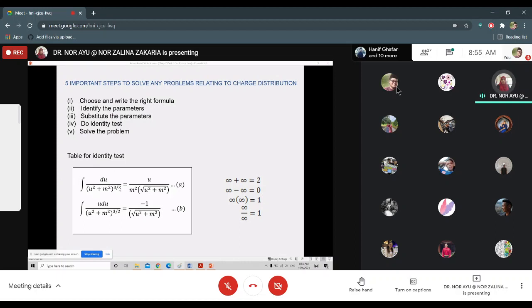So if you see an equation that looks something like this or this one, you can just substitute to get the answer for integrations like this. There are two, so you need to identify which one you need to use. And then the last step, you just solve the problem.